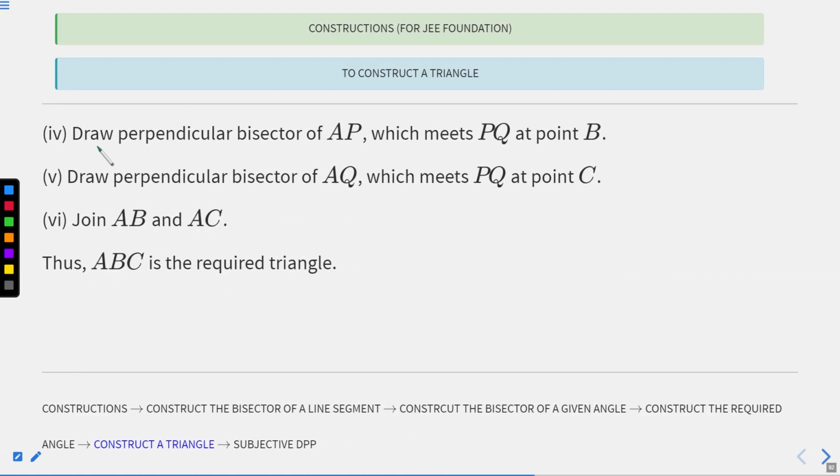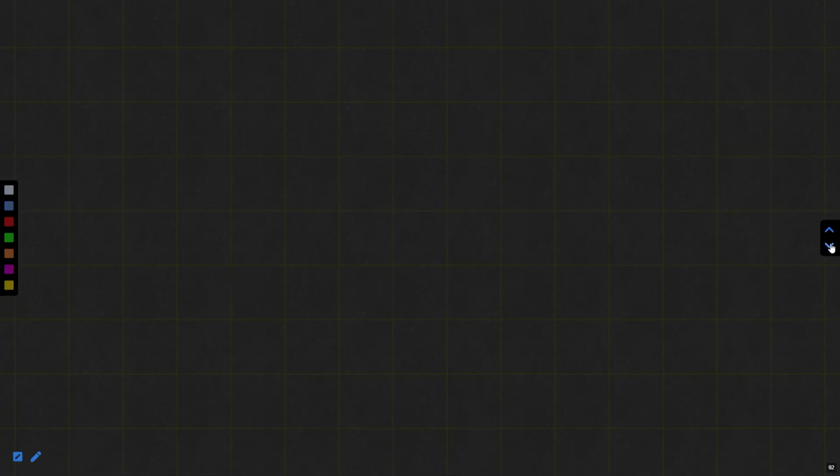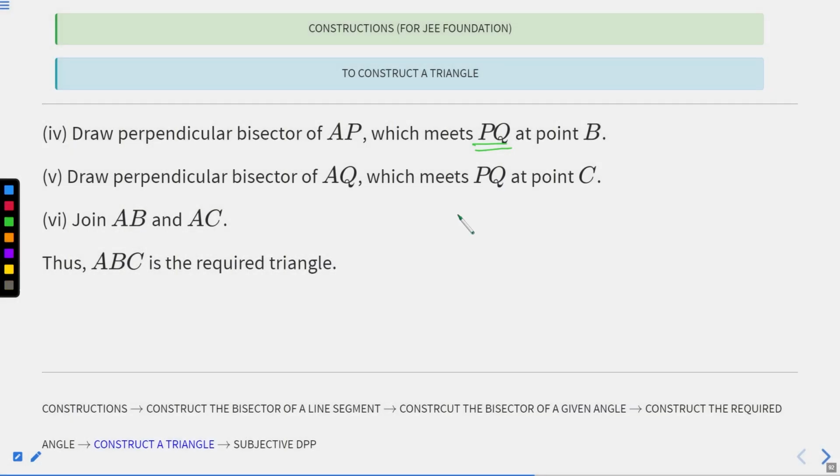Now the fourth step, drawing a perpendicular bisector of AP. Let me once again draw the diagram. So our diagram was like this. P, Q, and this was our A. This is half of the 45 degree angle, and this is also half of the 60 degree angle, because the point A was the intersection of the angle bisectors of this angle and this angle. I hope this is clear.